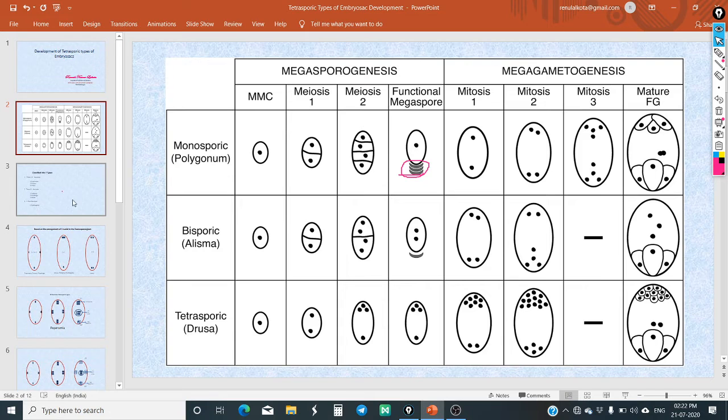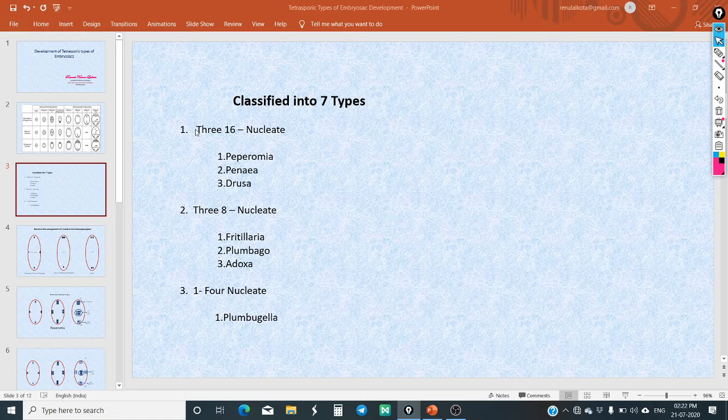See here, in this tetrasporic type of embryo sac development, all the four nuclei formed as a result of meiosis are functional and take part in the development of the embryo sac. It is classified into seven types. What are the seven types? Three are 16 nucleate: Peperomia type, Penaea type, and Drusa type. Three are 8 nucleate: Fritillaria type, Plumbago type, and Adoxa type. And one is 4 nucleate: Plumbagella type.